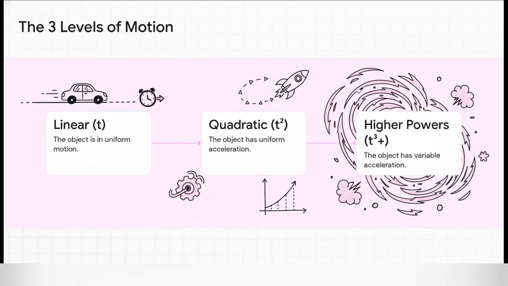First up, if the highest power of time is just 1, it just says t in the equation, that means the object is just cruising along in uniform motion. Simple, constant velocity. Easy enough, right? Okay, level 2. If you spot a t squared, that's your big signal. That means you've got constant uniform acceleration. And finally, if you see t cubed or t to the 4th or anything higher, well, that's when things get really interesting. You're dealing with variable acceleration, where the speed up is itself speeding up.